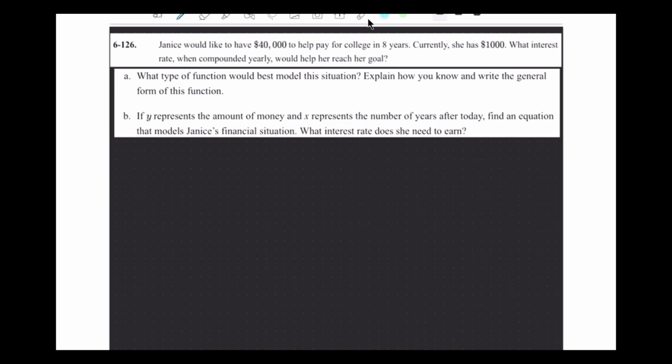So we need to figure out what investment rate, compounded yearly, would help her reach her goal, right? So we need to come up with a little function. What type of function would best model this situation? Well, it's going to be the exponential function we just looked at. So if we write out our formula, we had y equals a times 1 plus or minus b raised to the x.